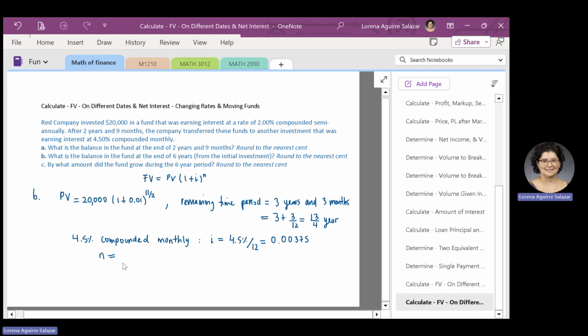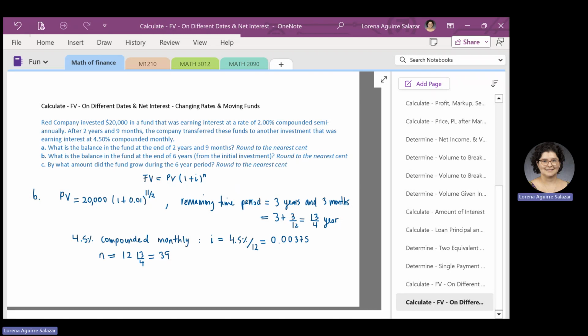Our new n is the total number of compounding periods during the second term. And it comes from multiplying the compounding frequency by the time in years. So I have the same formula we had before. Here the compounding frequency is 12 because interest is compounded monthly, and the time in years is 13 over 4. So n turns out to be 39. Interest gets compounded 39 times when 3 years and 3 months pass.